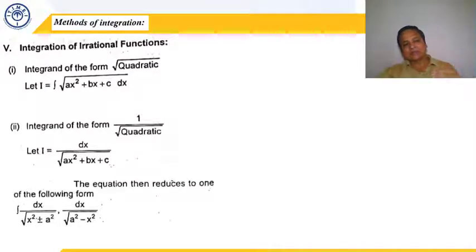So the second type, when we simplify, reduces to one of the following forms: dx upon root x square plus or minus a square, or dx upon root a square minus x square. So we will be learning these types also through examples. So let's move to certain questions and examples to learn how to solve rational as well as irrational functions.